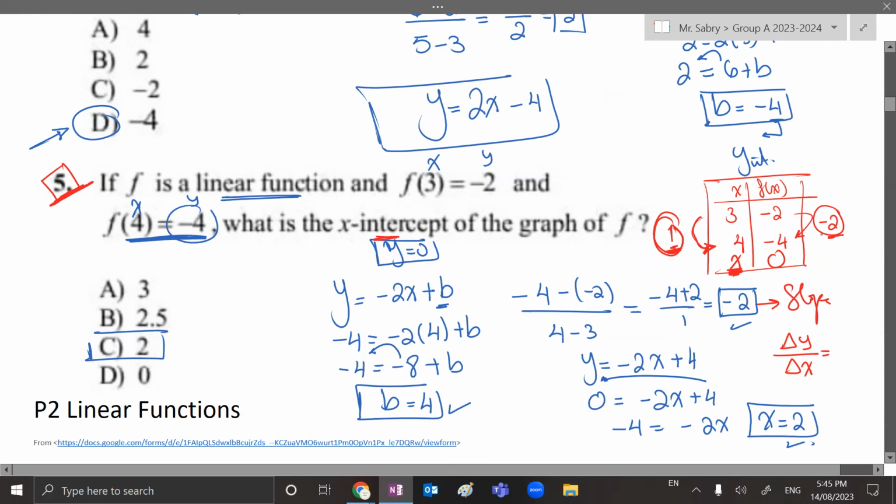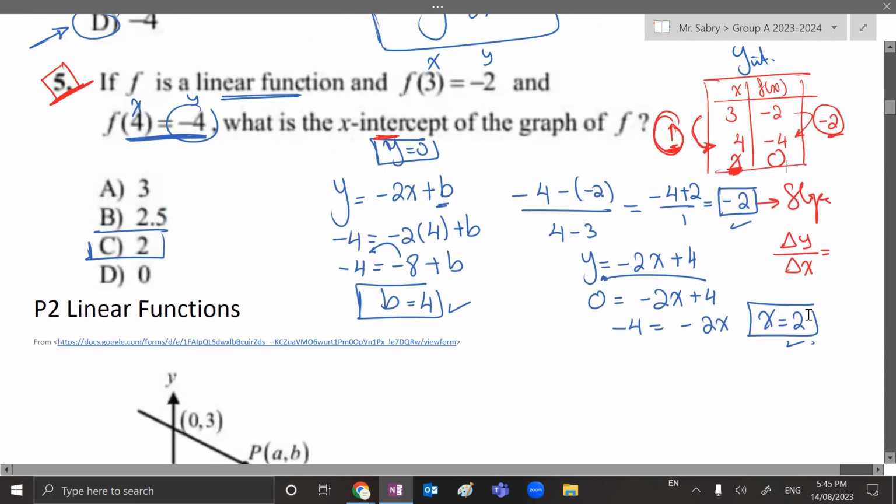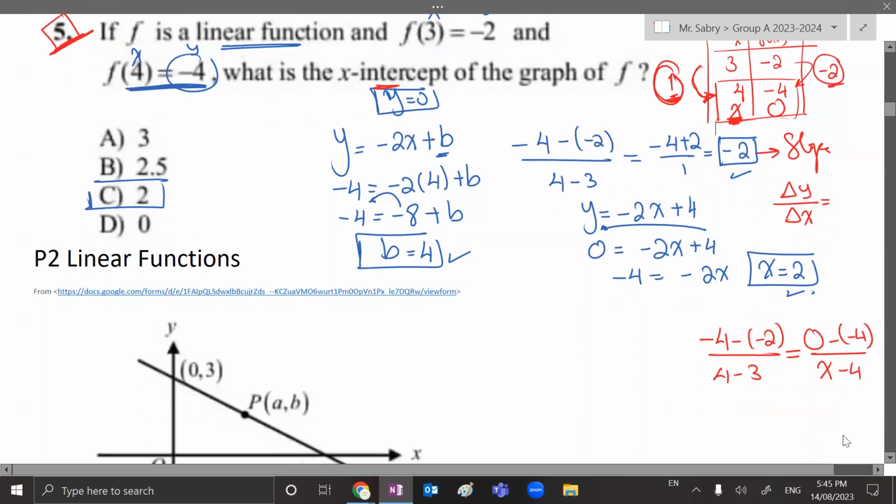I can say exactly that -4 minus -2 over 4 minus 3, which is the slope between the first 2 points, must be equal to 0 minus -4 over x minus 4, which is the slope between these other 2 points. And you'll still have an equation, and you can solve it right away to find x in 1 or 2 steps, and then that's it.